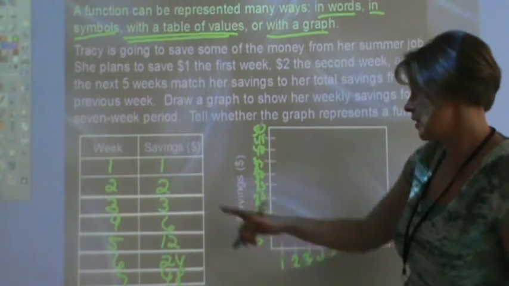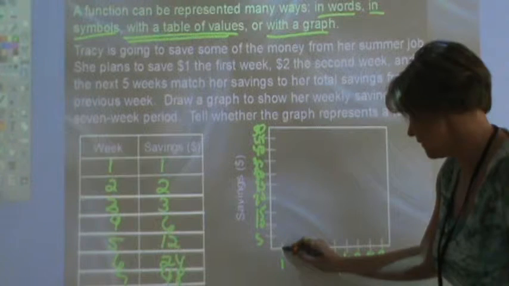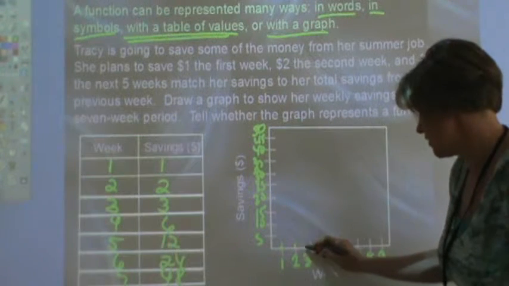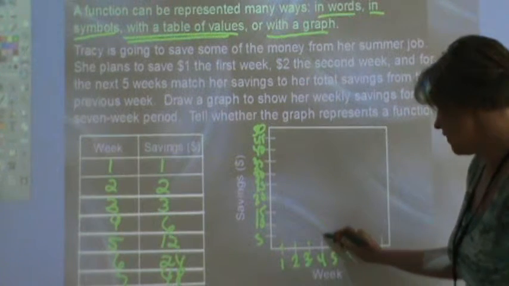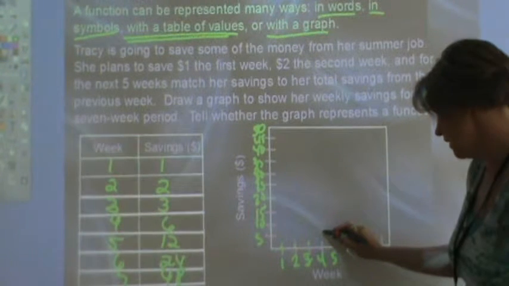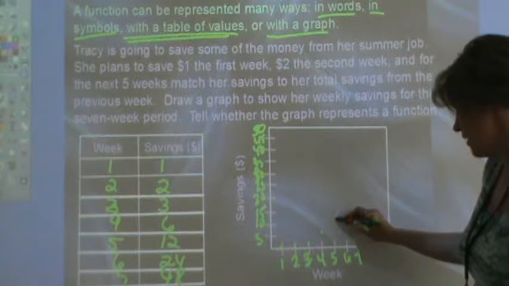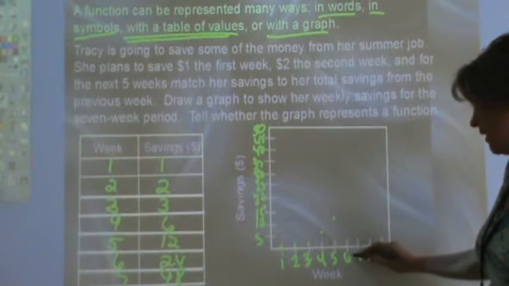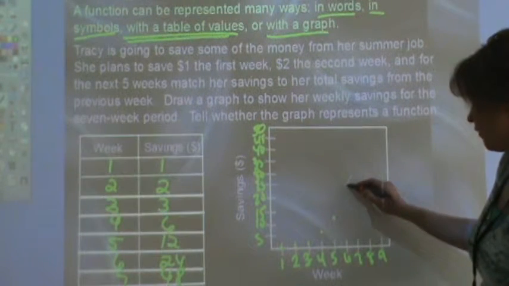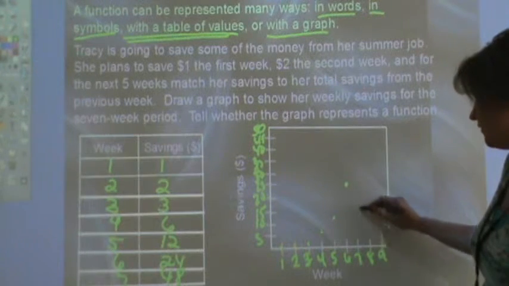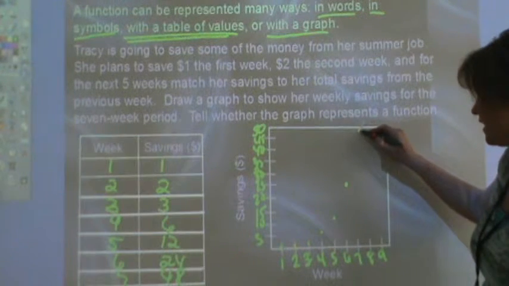All right, so for the first week, she saved $1. Second week, she saved $2. Third week, she saved $3. Then we're going to start to bump up a little bit. Fourth week, she saved $6. Fifth week, she saved $12, about right there. Sixth week, $24, and then the 7th week all the way up to $48.